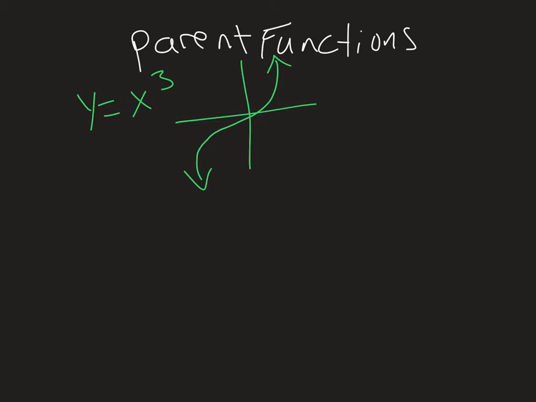Some ones that are not necessarily polynomial or power functions would be a square root function. So y equals the square root of x, and that one looks kind of like this. And we know that all square root functions have that overall shape. They might be flipped, squished, stretched, or shifted, but they have this lazy arc shape.